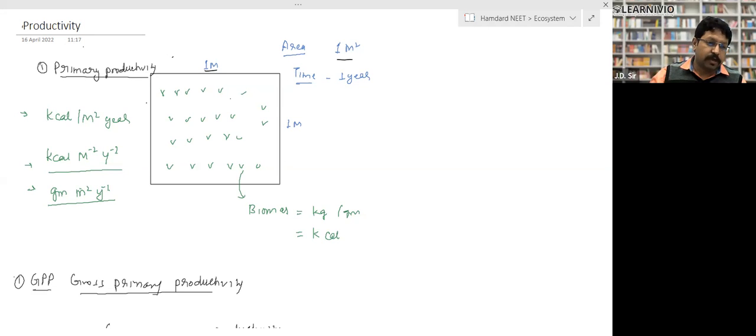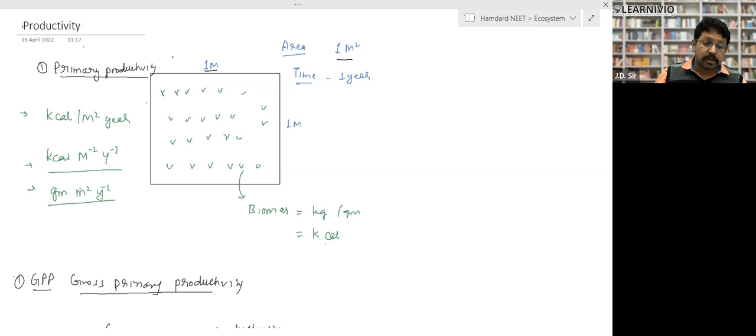Suppose that I have a small plot, or a small garden at my home. This is winter time, so I am growing peas over there. After the winter goes away, the next season will come. On arrival of the next season, I am going to grow something else. I'll take the 1 year time span, and then I'll count how much biomass I have grown in 1 meter square area.